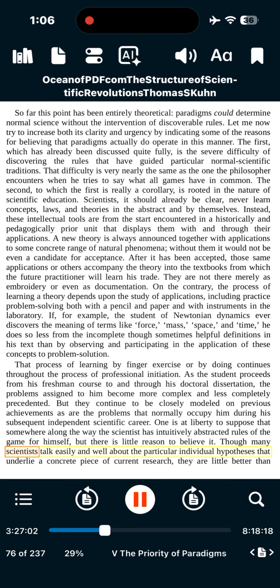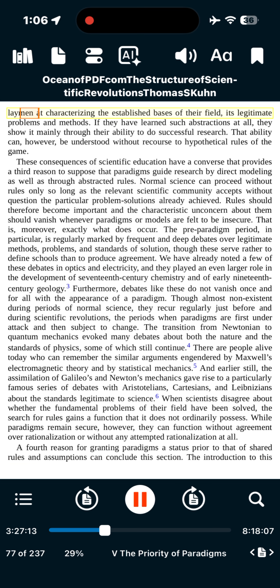Though many scientists talk easily and well about the particular individual hypotheses that underlie a concrete piece of current research, they are little better than laymen at characterizing the established bases of their field, its legitimate problems and methods. If they have learned such abstractions at all, they show it mainly through their ability to do successful research. That ability can, however, be understood without recourse to hypothetical rules of the game. These consequences of scientific education have a converse that provides a third reason to suppose that paradigms guide research by direct modeling as well as through abstracted rules.